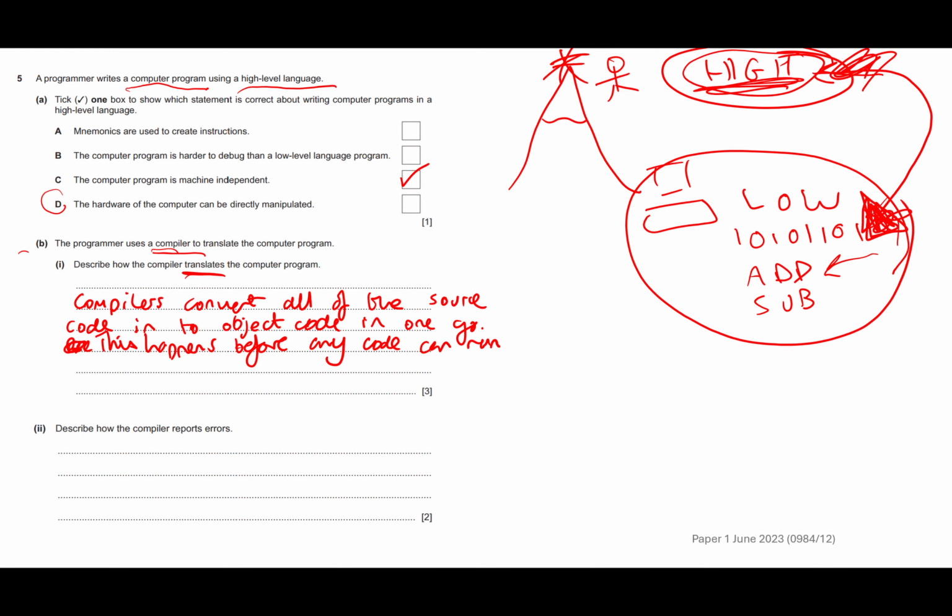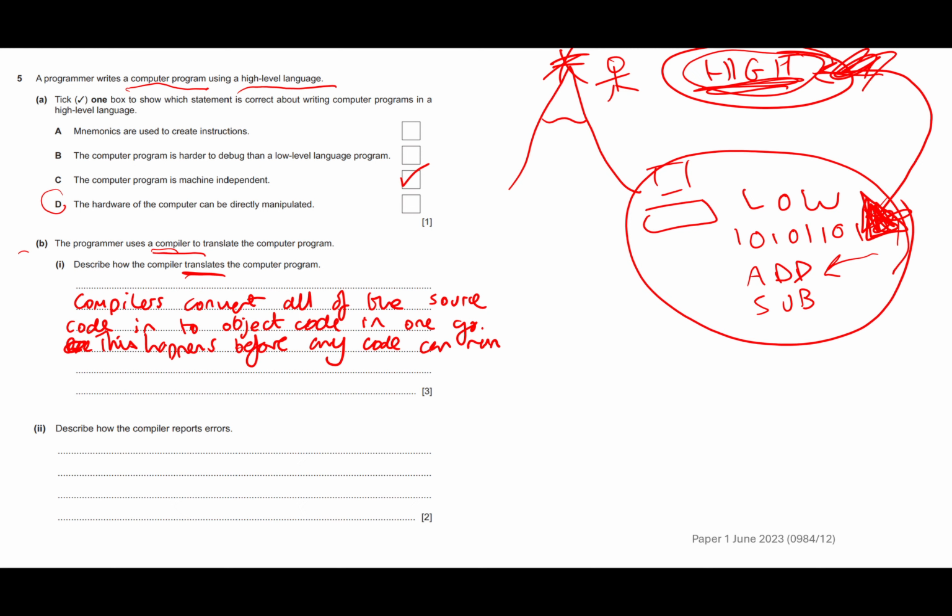Whereas with the interpreter, the first line is interpreted and it's run or executed. Then the next line of code is interpreted and executed. Whereas with the compiler, we do the whole thing in one go. Right, so let's have a look. Compilers convert all of the source code into object code in one go. This happens before any code can run.